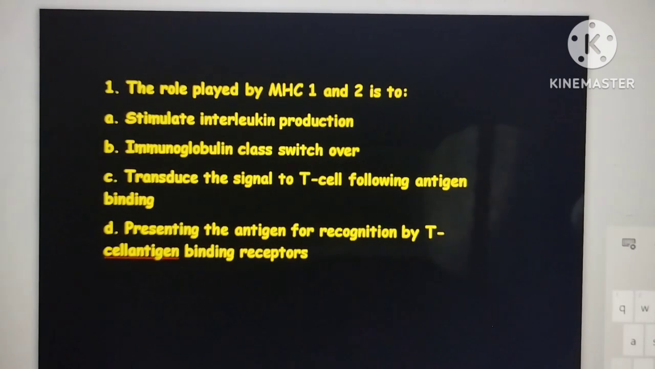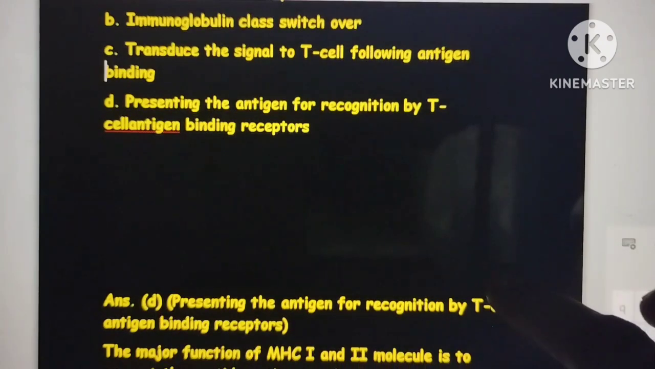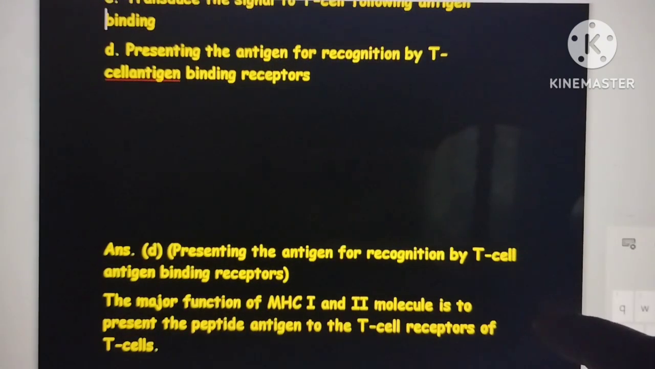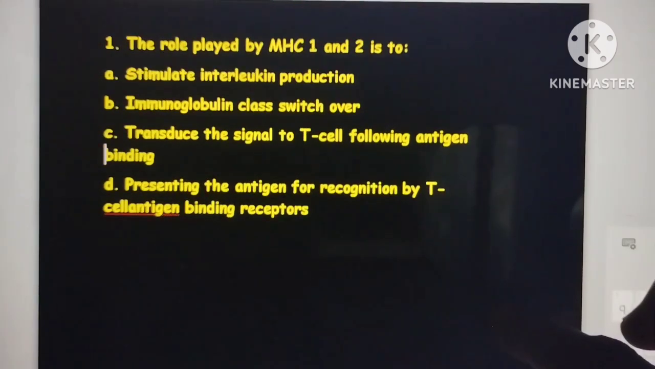Always remember, major histocompatibility complex is mainly for presenting the antigen to the TCR. That is the T cell receptor. So the major function of MHC 1 and 2 is to present the peptide antigen to the T cell receptor. So here the answer is option D.